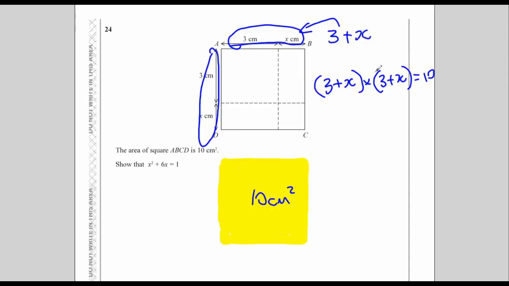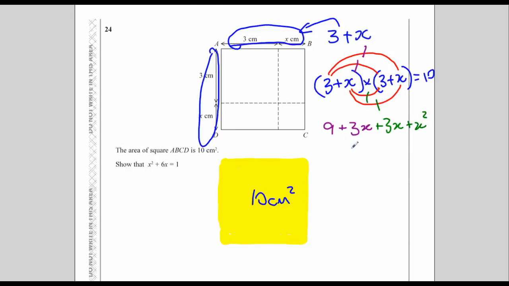So now we need to multiply these brackets out. You can use the boomerang or a smiley face. I use the boomerang or half moon. So 3 times 3 is 9. 3 times x is 3x. They're both pluses. Now going below. x times 3 is 3x as well. And x times x is x squared.